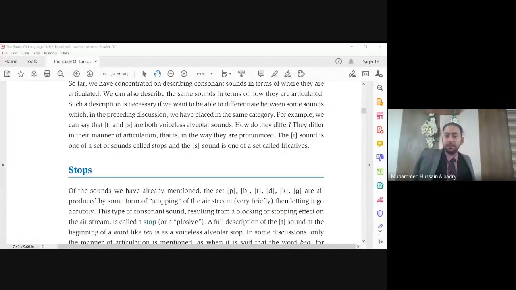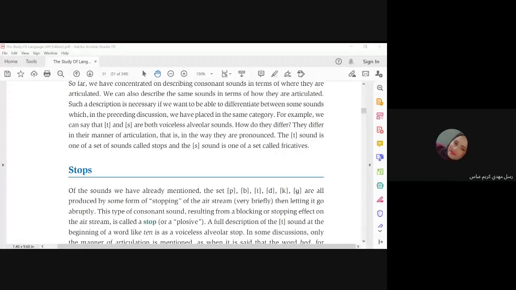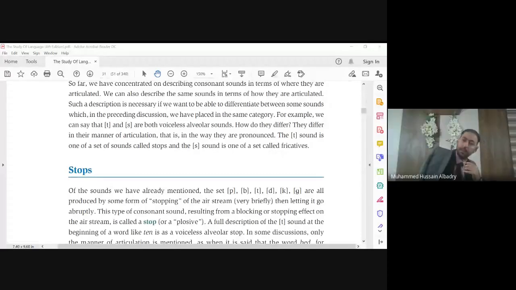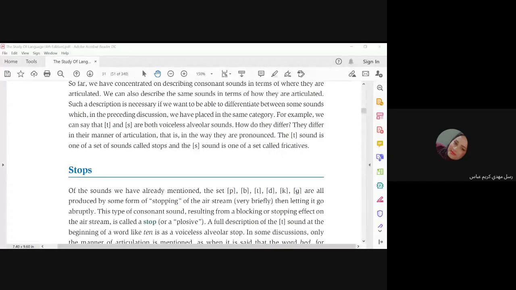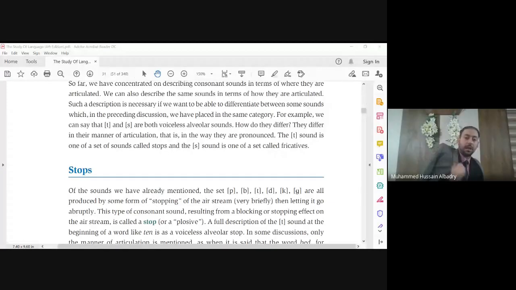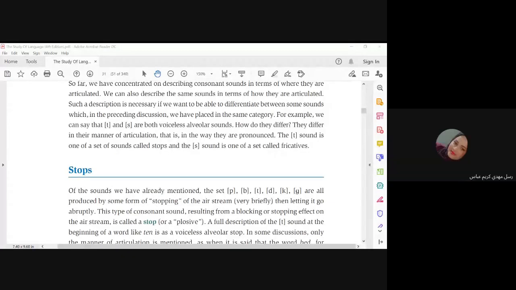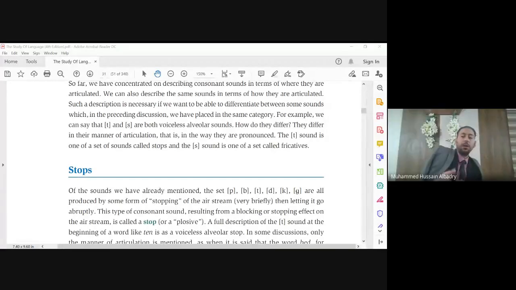Yes, Rasul Mehdi. What are the sounds that are stops? Stops are produced by stopping the airflow, then letting it go. Also called plosives. Like what? For example, give me an example. P, T, D, K, G.